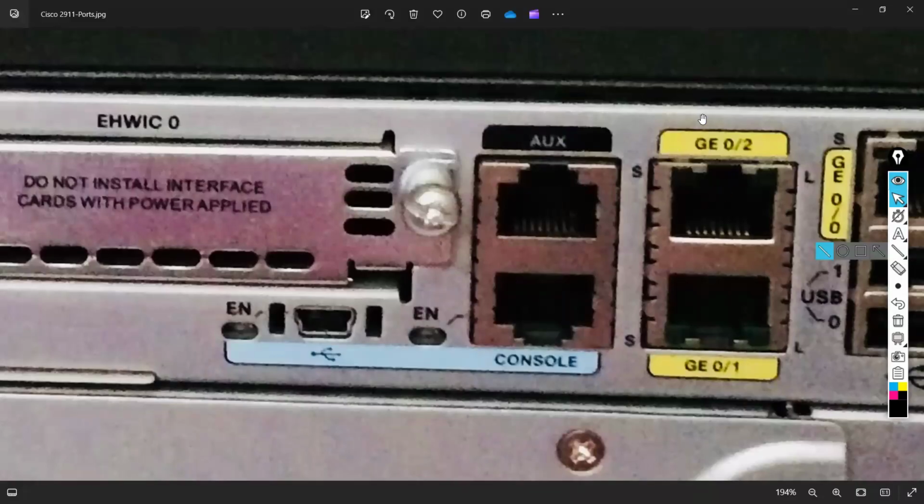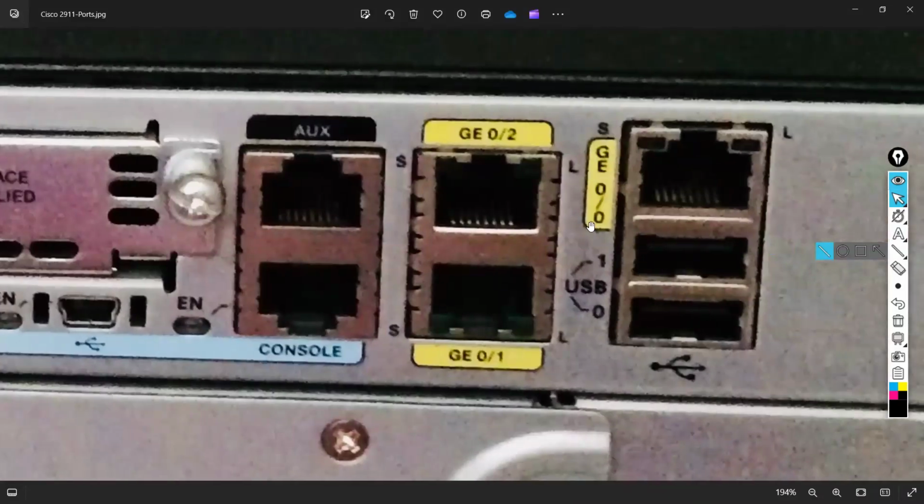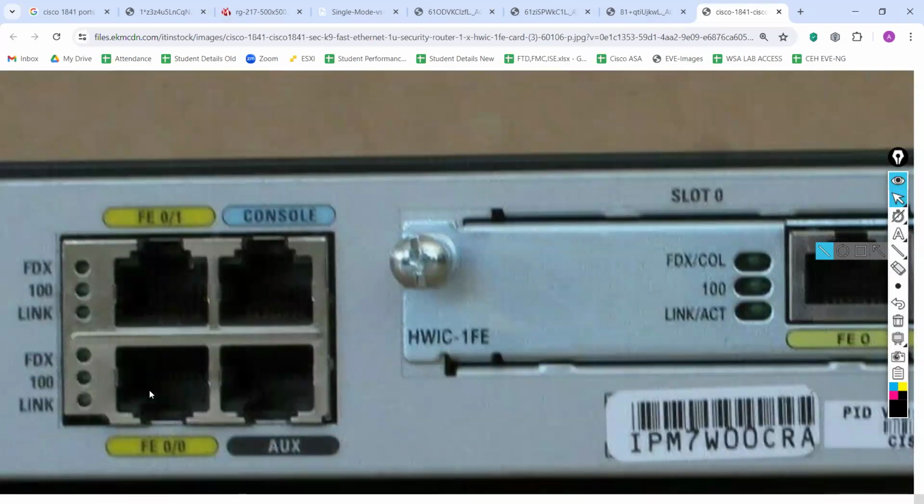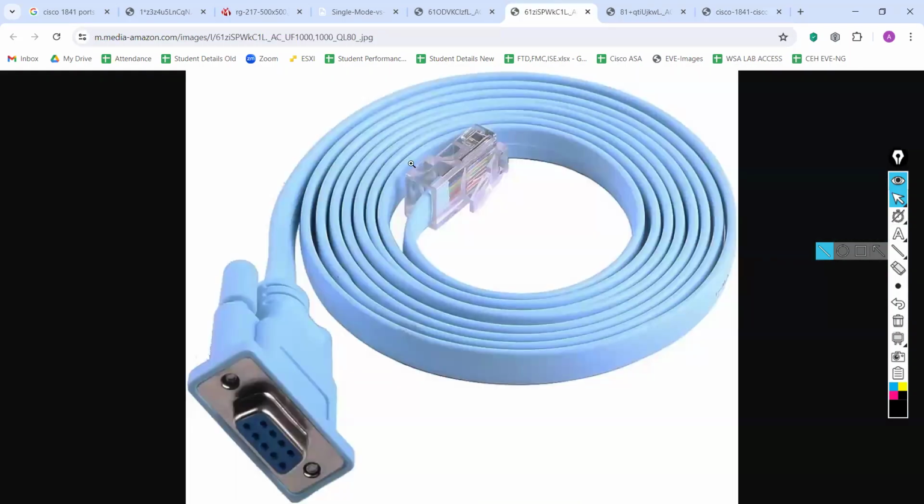Same thing. In that one we have a Fast Ethernet port. Here we have GE, Gigabit Ethernet, which means faster. Here we have three ports. Mostly your Ethernet ports will be in this kind of yellow color. Here also you can see yellow color, and on the real device also it will be yellow. Your console port will be in this kind of blue color, and the cable also mostly comes in the same color.